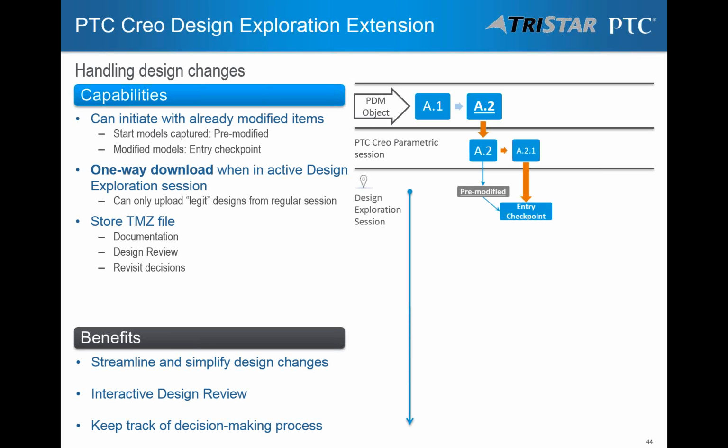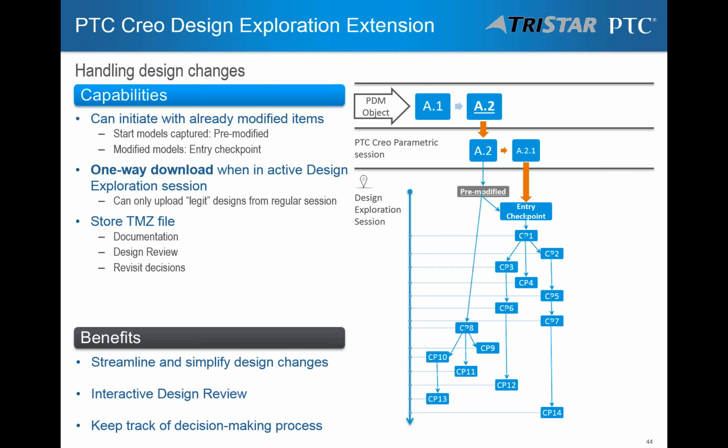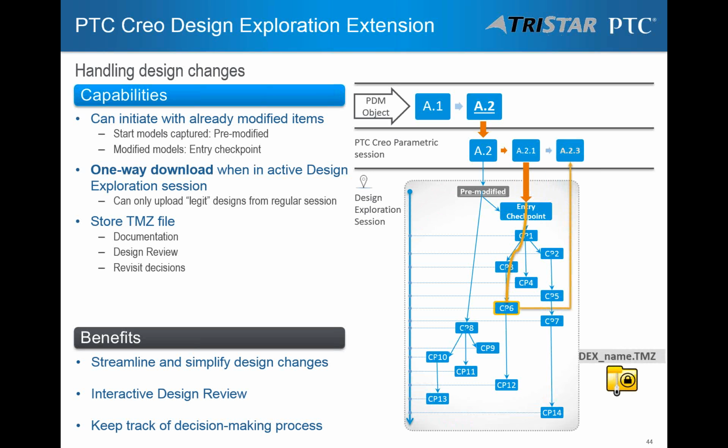So in this example, we would take an iteration from a PDM object, bring it into a Creo session, open up the design exploration session. Even if the model was already modified, we can create a checkpoint and then create several different design paths, if you will, and establish checkpoints along those paths. So we can create several different iterations of this model or assembly. If we decide which one we want to keep, we can upload that back into our parametric session and then also check it into our PDM system.